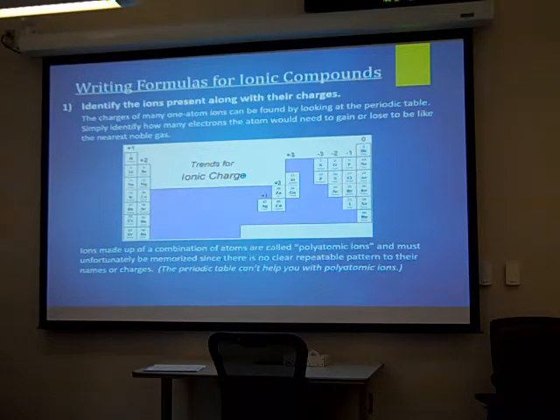Sulfate, SO4 with a 2 minus charge. Carbonate, CO3 with a 2 minus charge. And phosphate, PO4, 3 minus charge. Like I said, these are the most common. These are the ones that will show up 95% of the time on your test.